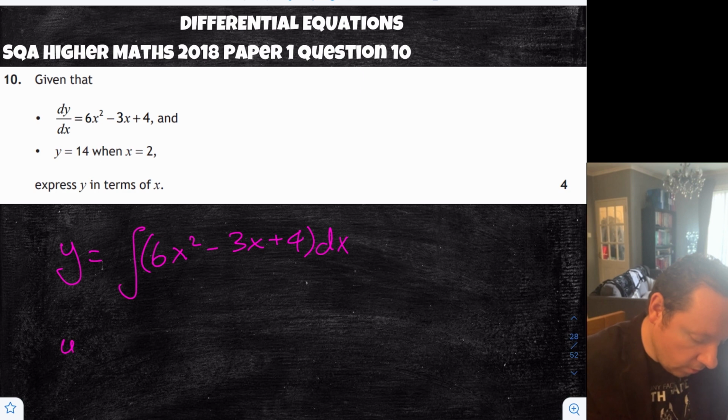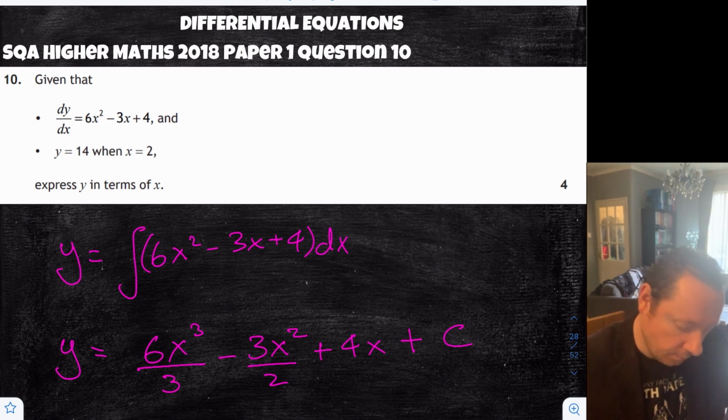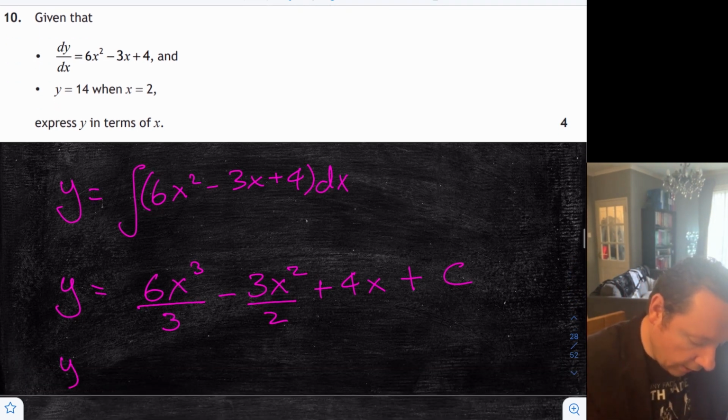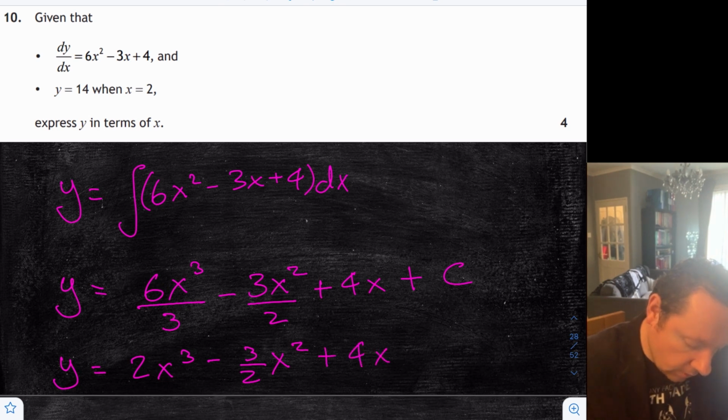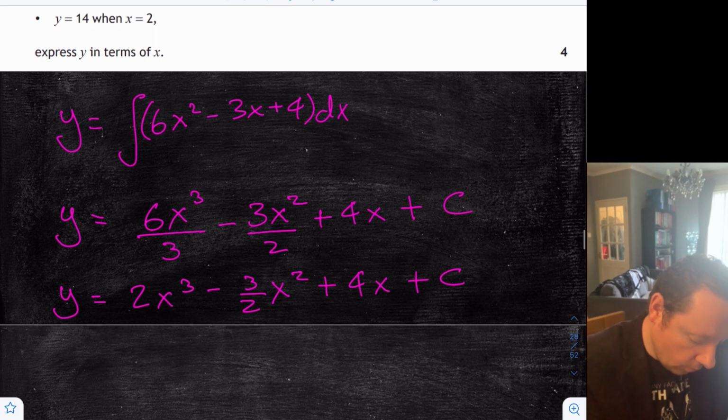Add 1 to the power, divide by the new power: 2x cubed minus 3x squared over 2 plus 4x plus c. Also remember your c. Tidying that up, y equals 2x cubed minus 3 over 2x squared plus 4x plus c. But we're told that when y is 14, x is 2. So when y is 14, x equals 2.